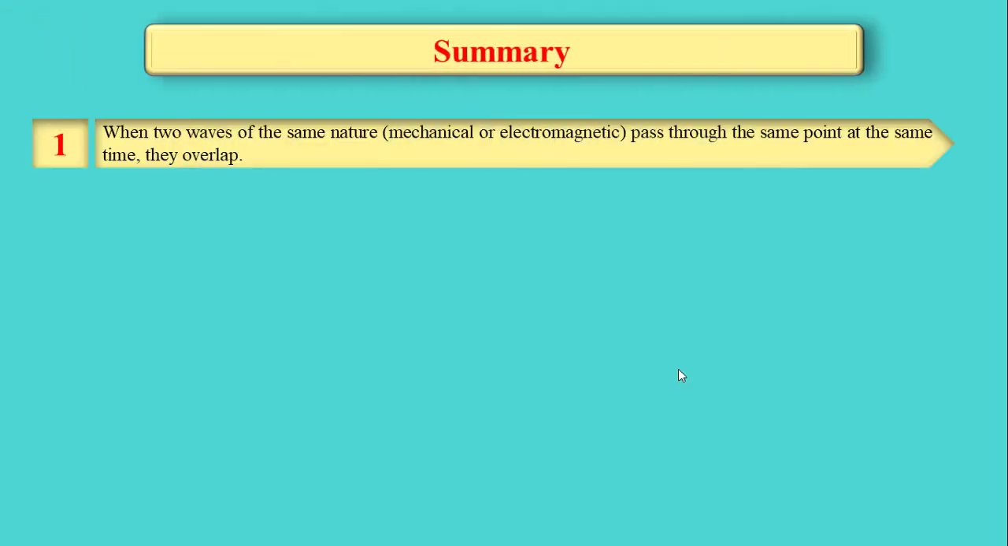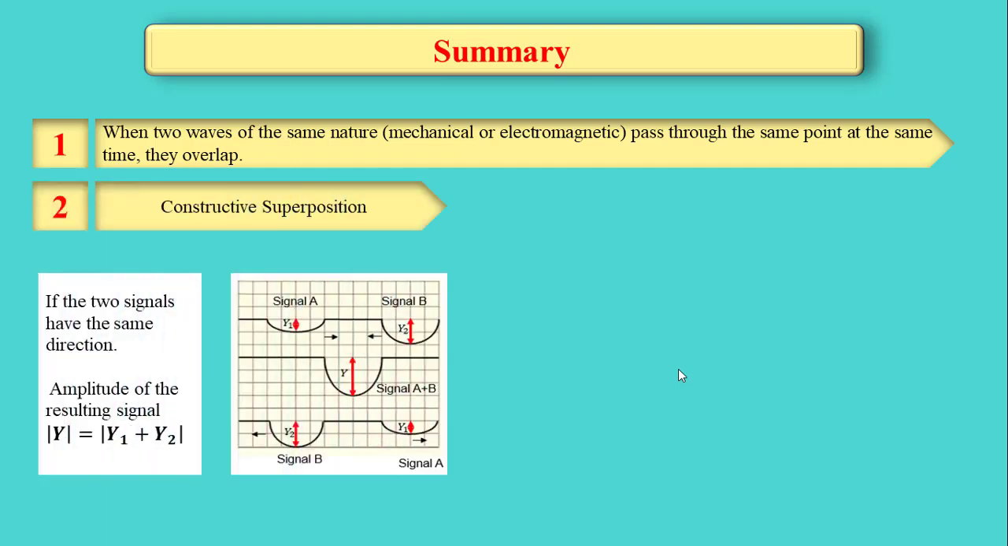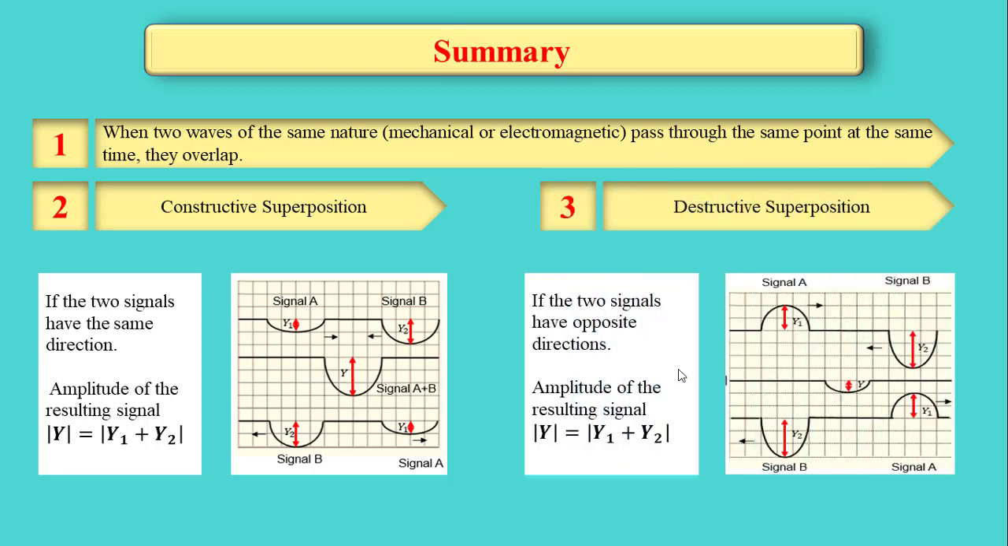What did we learn in this video? Let's sum up. 1. When two waves of the same nature, whether mechanical or electromagnetic, pass through the same point at the same time, they overlap. 2. A constructive superposition takes place if the two signals have the same direction. The amplitude of the resulting signal can be calculated using absolute y is equal to absolute y1 plus y2. The destructive superposition takes place if the two signals have opposite directions and the amplitude of the resulting signal can be calculated in the same way.